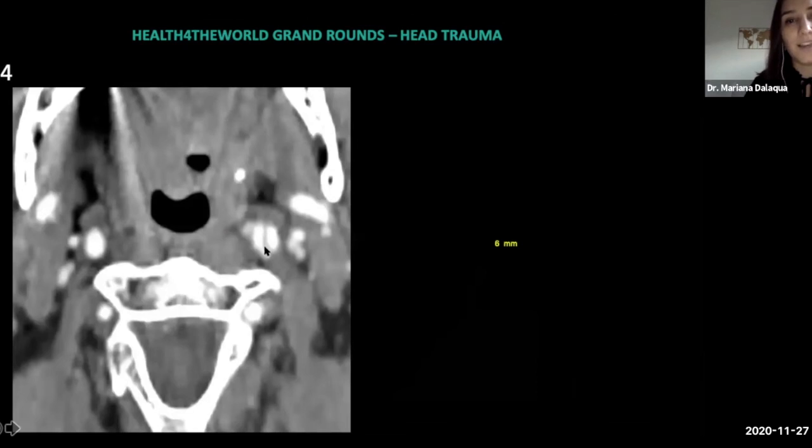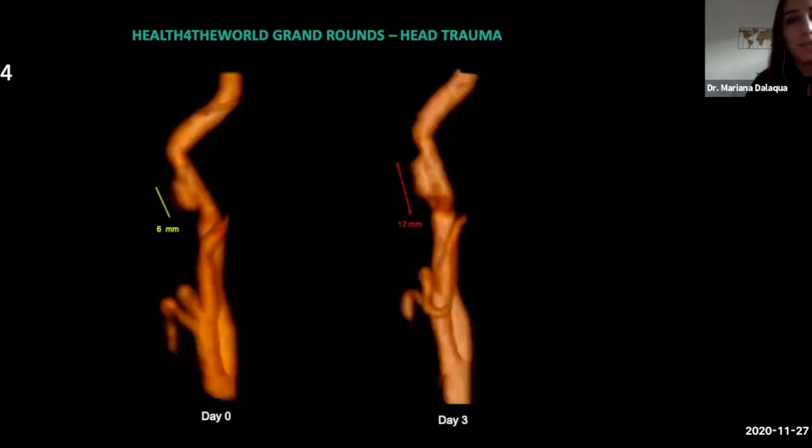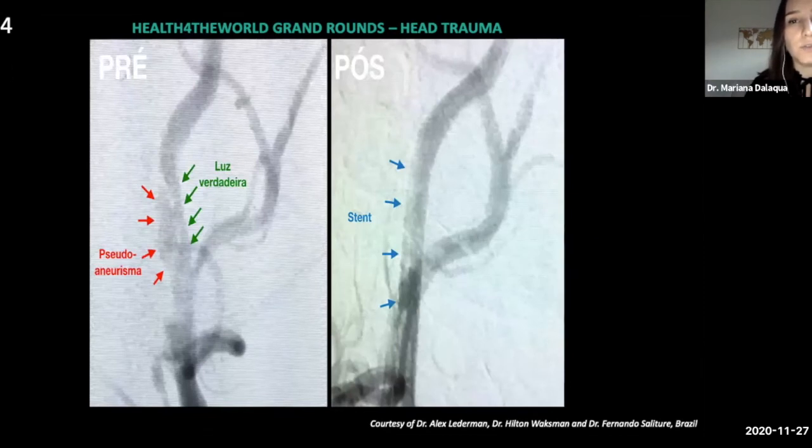And not only, he had also a dissection, he had a flap of the internal carotid artery on the left. And when we did the reconstruction of the CTA, we saw that he had already a pseudoaneurysm in the acute phase, okay? So this patient was followed. He repeated the CTA 3 days later, and we saw that the pseudoaneurysm has really grown, has doubled in size in 2 days. So this case was extensively discussed, and finally the medical team has decided to treat this pseudoaneurysm in the acute phase. So this patient was submitted to an endovascular repair of this pseudoaneurysm, and it was very successful. The patient was discharged very well.